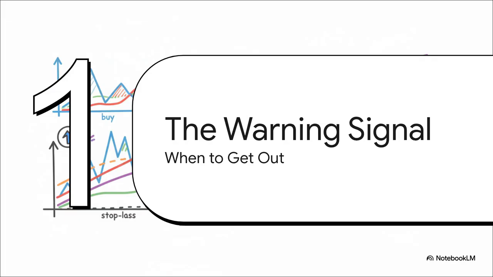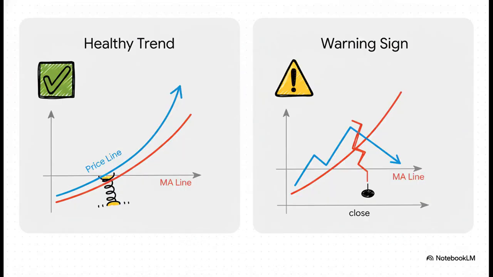But wait, this strategy isn't just about playing defense. It's not just about protecting your downside. It's also an incredibly powerful early warning system. It gives you a crystal clear signal that the trend you're riding might just be running out of steam. Just look at this comparison right here. On the left, you've got that healthy trend we've been talking about. The price is respecting the MA, it's bouncing off it like a floor. But look at the right. That's the warning sign. The price doesn't just touch the MA, it slices right through it and, this is the critical part, it closes below it.